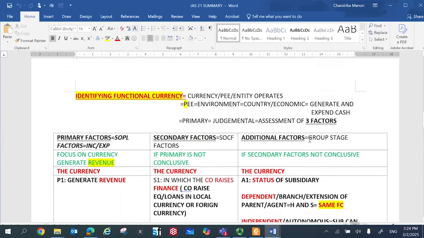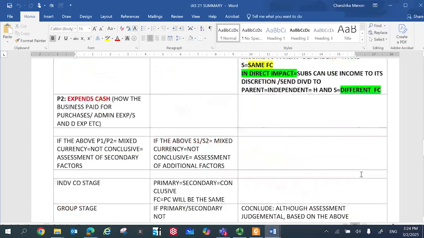Let's start with the next page first. I do a bit of theory, we do some case study, and then we come to the calculation part. Have you come to this page? Identifying the functional currency?